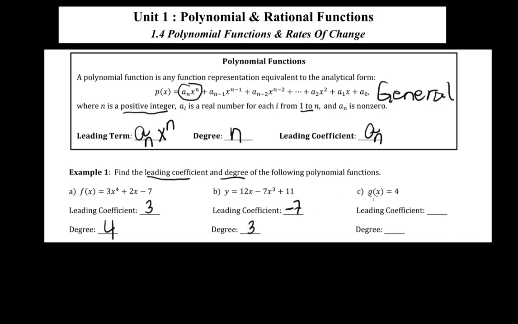So C is a different way of writing it, because in A and B we can see clearly whether we have a power of 4 or a power of 3. But on C, we cannot see, we only have a 4. If you see a function equal to a numeric, always rewrite that function as g of x equals 4x power 0. Because x power 0, or anything power 0, is 1, we still have a 4, because 4 times 1 is 4. Now we can write which one is the leading coefficient and what is the degree. So the leading coefficient is 4 and the degree is 0.